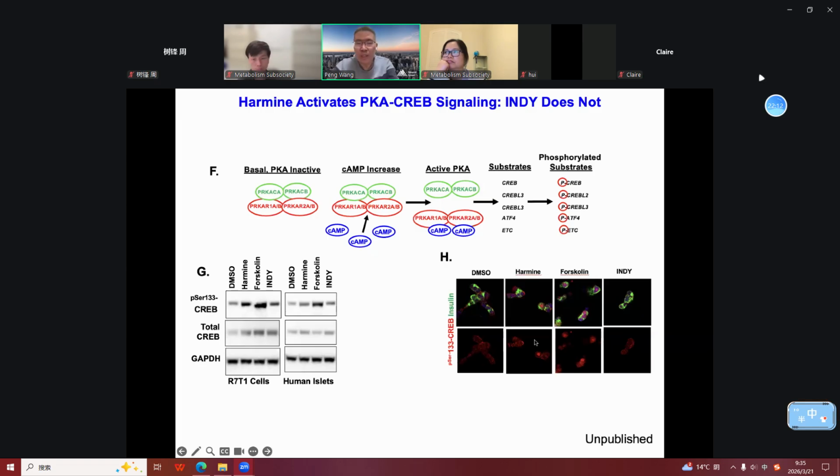We also did immunostaining, and we can clearly see this happening in beta cells, showing insulin-positive and phospho-CREB-positive beta cells. This suggests that harmine can indeed increase PKA activity, but the other inhibitor does not.